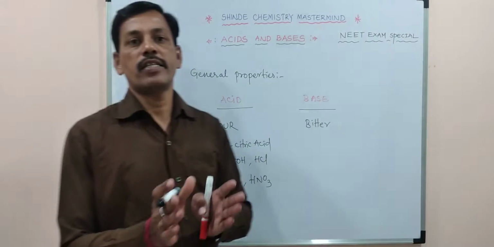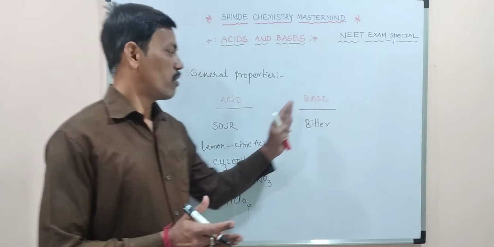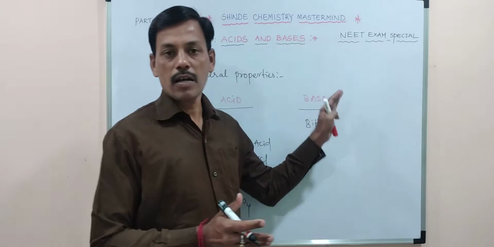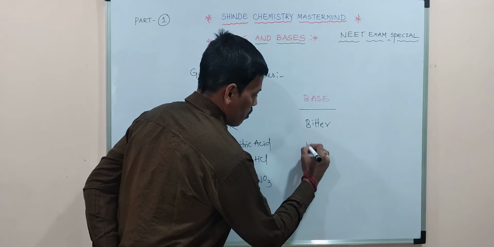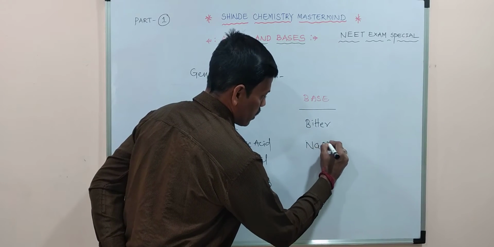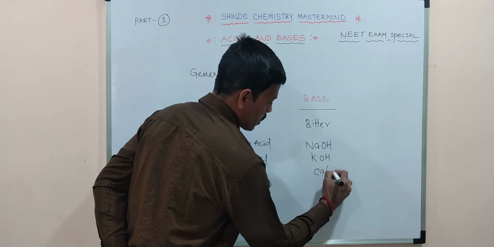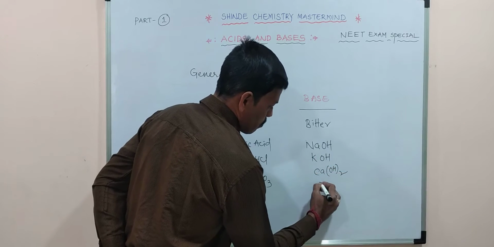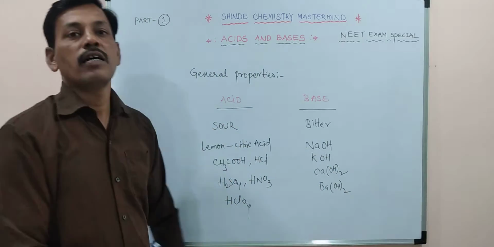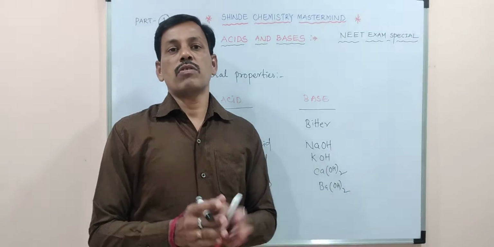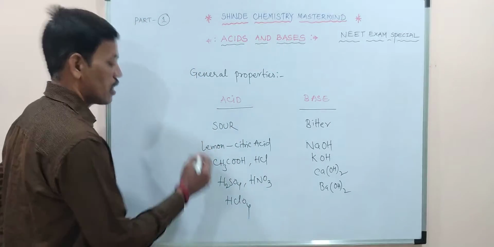So acids are generally sour in taste, and bases are bitter in taste. Examples of bases are all the hydroxides: sodium hydroxide, potassium hydroxide, calcium hydroxide, and barium hydroxide. All these types of hydroxides come under bases. Now, in general properties, color change is another one.